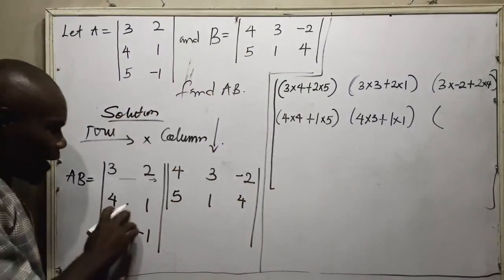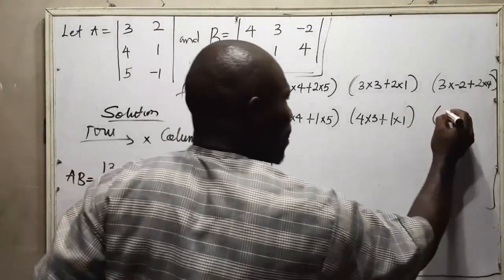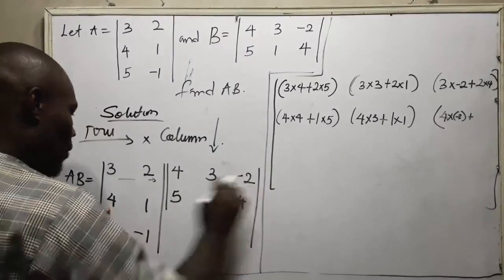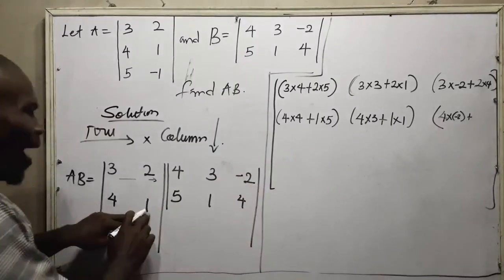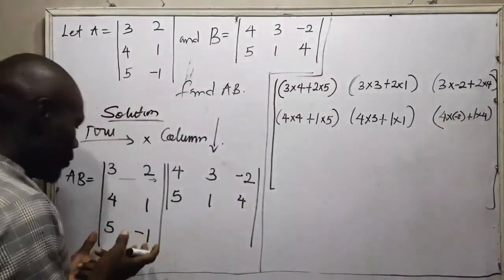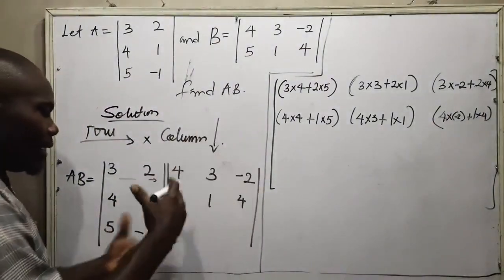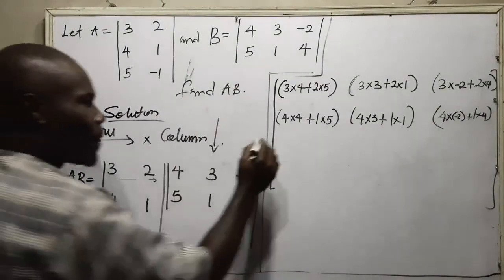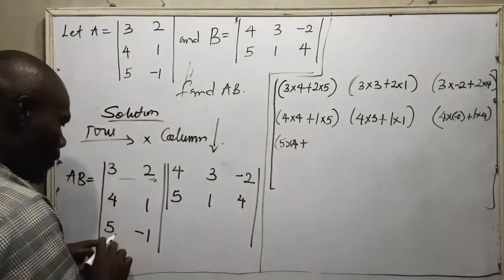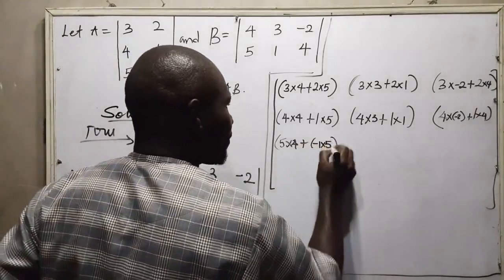So now, this other row will multiply the column. So 4 times minus 2 plus 4 times minus 2 plus 1 times 4. So we are under the array. The last row wants to multiply the last procedure. So 5 times 4. You write it here. 5 times 4 plus 5 times 4 minus 1 times 5 plus minus 1 times 5.